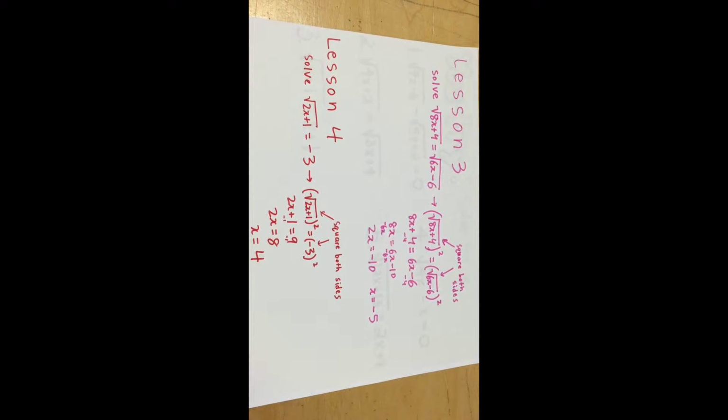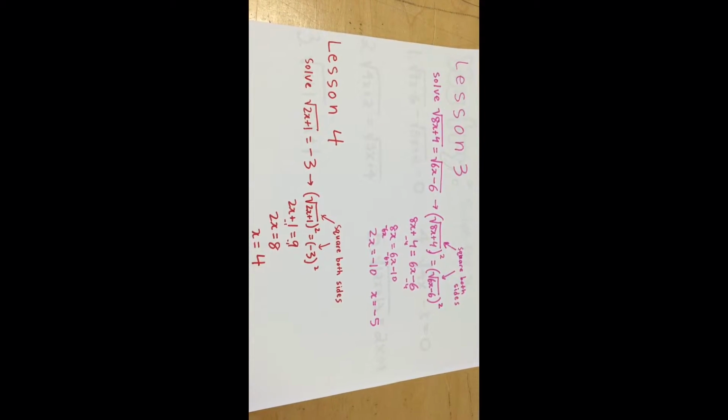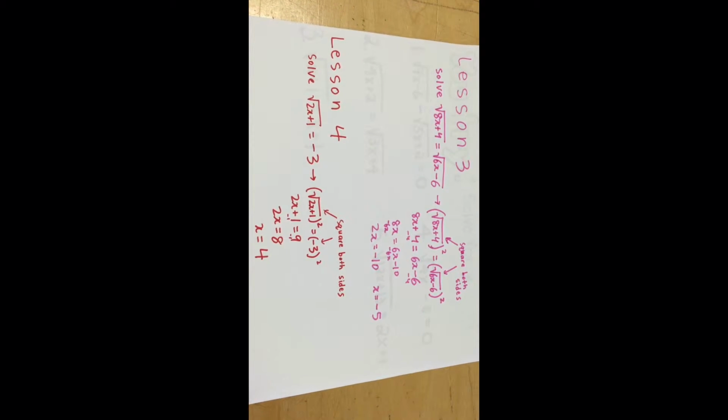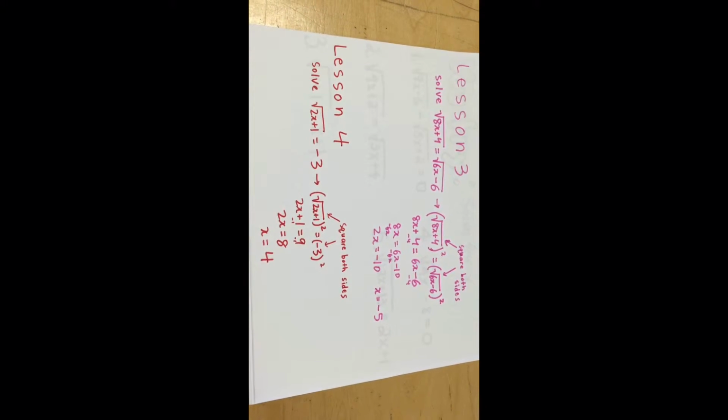Lesson 3. Solving equations with two radicals. The first step is to get rid of the square root by squaring the entire equation, thus leaving it to a simple equation. For example, the square root of 8x plus 4 equals the square root of 6x minus 6. First, you want to square the entire equation, so you're left with 8x plus 4 equals 6x minus 6.